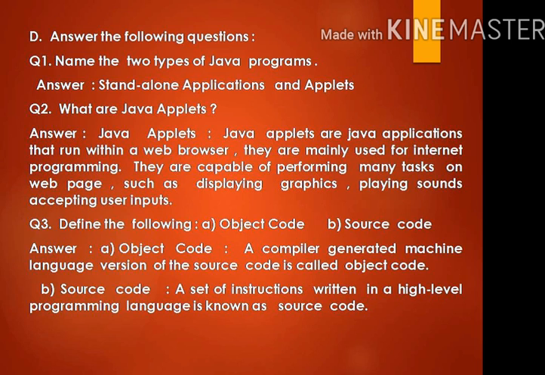Question number 3. Define the following: object code and source code. Answer. Number A. Object code. A compiler generated machine language version of the source code is called object code. Number B. Source code. A set of instructions written in a high-level programming language is known as source code.